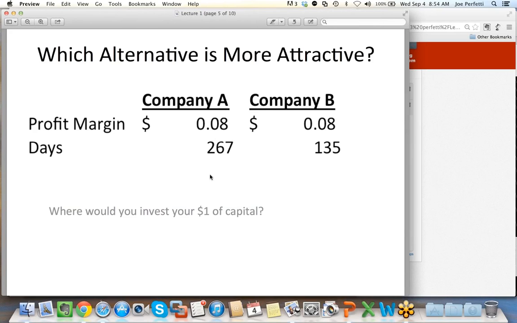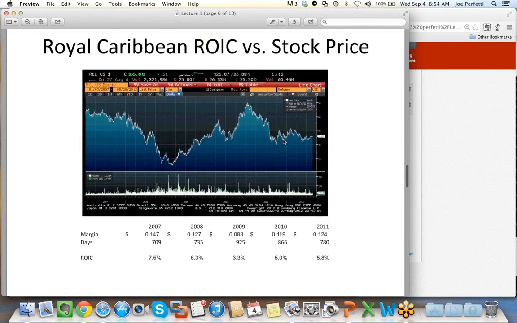So the 11% per year, 11 cents per year in company A, 8 cents every 267 days, is called ROIC. And the 8 cents every 135 days, annualized 22%, 22 cents per year, that's called ROIC. So ROIC is a combination of margin and cycle time. So back to the Royal Caribbean example. Here is 5 years of historical ROICs, and here are 5 years of historical margin and cycle time.